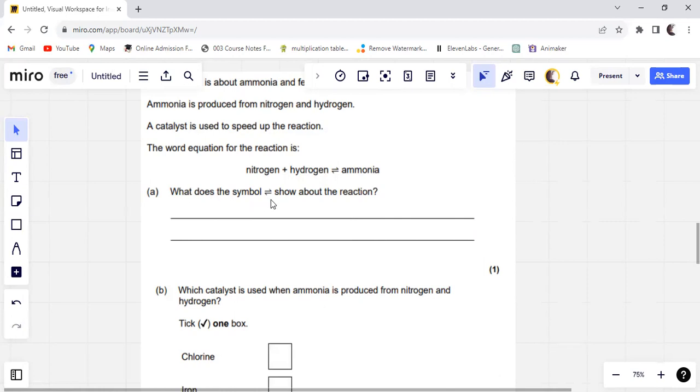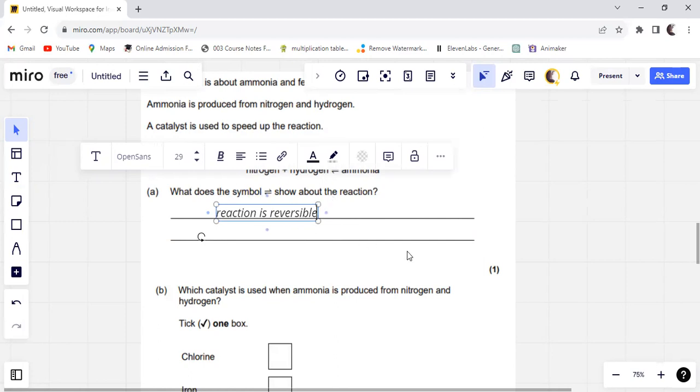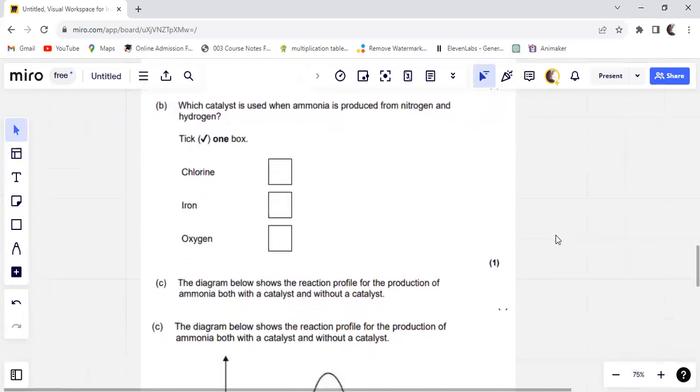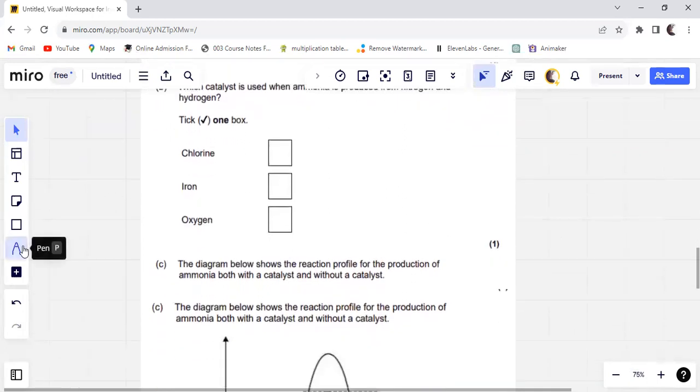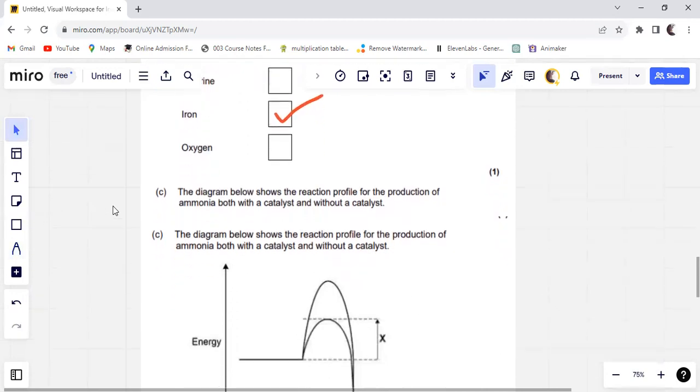So what does the symbol show about the reaction? Obviously, this symbol is telling that the reaction is reversible, because this is the symbol for a reversible reaction. Okay, so which catalyst is used when ammonia is produced from nitrogen and hydrogen? Obviously it is an iron catalyst. Iron is a transition metal, and it is used in the manufacturing of ammonia through the Haber's process.